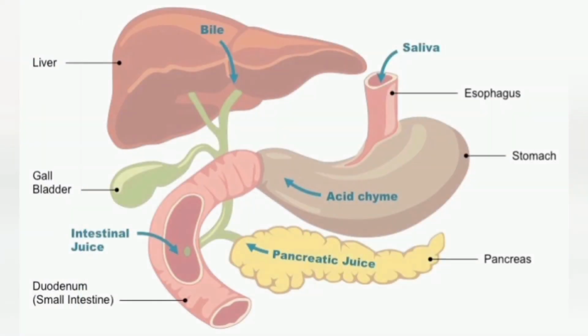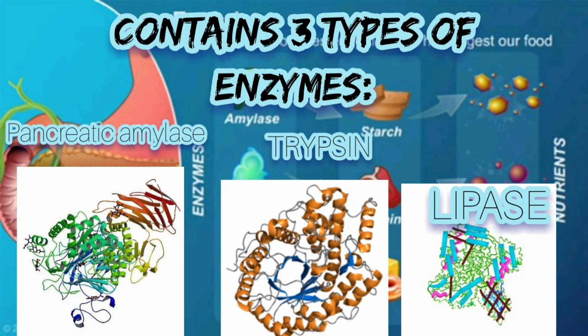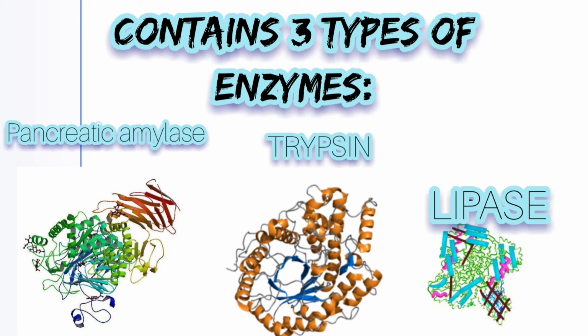The next juice of this part is pancreatic juice, secreted by the pancreas and poured into the duodenum through the hepatopancreatic duct. It is also alkaline in nature. It contains 3 types of enzymes. Number 1, AMYLOPSIN or pancreatic amylase. Second, TRYPSIN. Third, STEAPSIN or lipase.